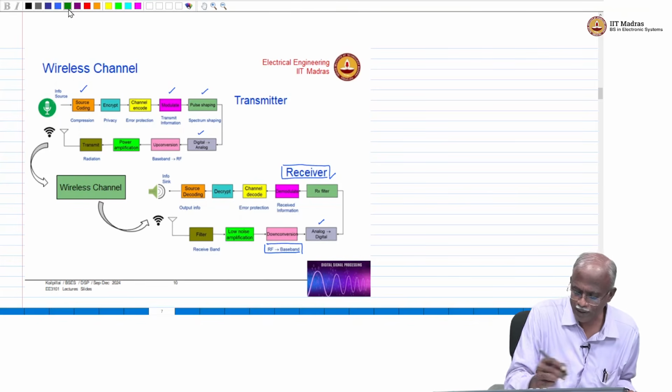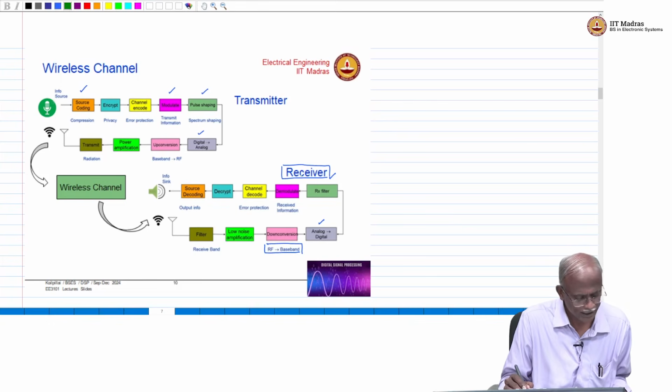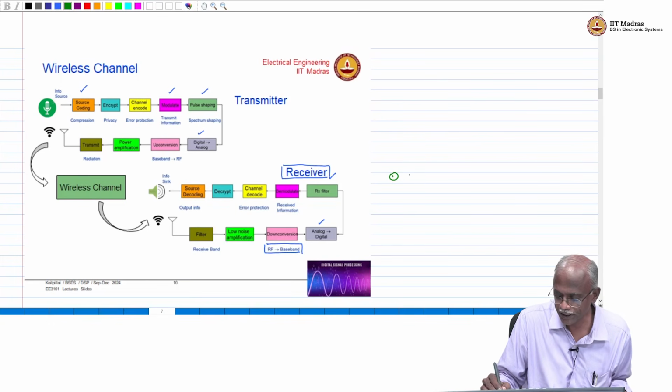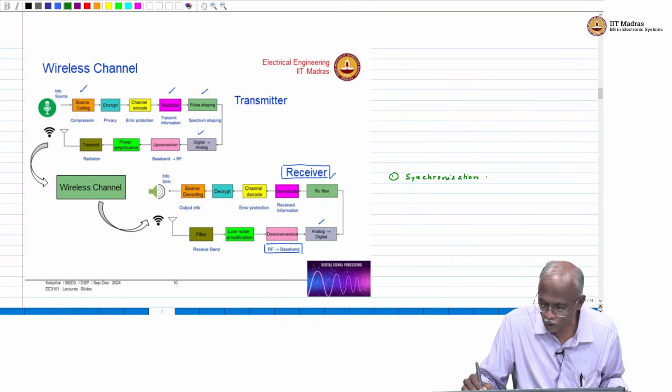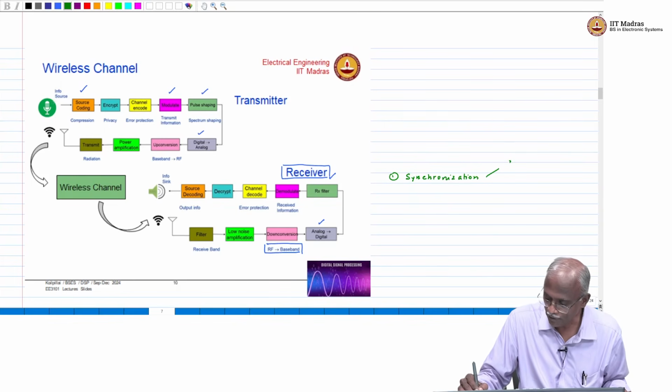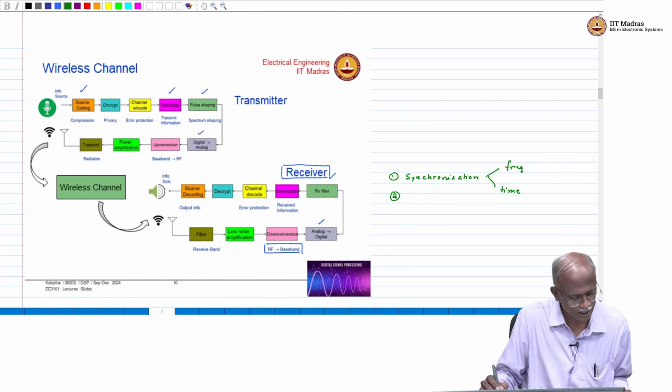Okay, some of you may be familiar. What are some of the applications that are happening on the receiver side? One of the main applications of signal processing is to synchronize the receiver to the transmitter. So, synchronization is a DSP function. There are 2 types of synchronizations. We have frequency synchronization and we have time synchronization. Both of these are done using signal processing algorithms.